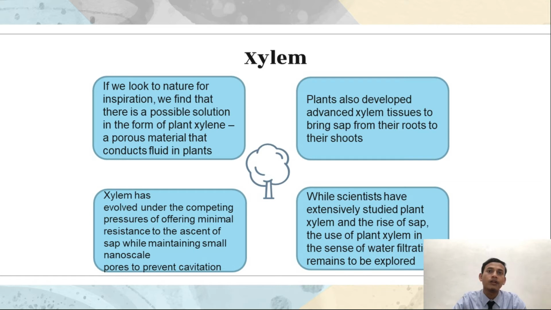Plants also develop advanced xylem tissue to bring sap from their roots to their shoots. Xylem has also evolved under the competing pressure of offering minimal resistance to the ascent of sap while maintaining smaller nanoscale pores to prevent cavitation. While scientists have extensively studied plant xylem, the use of plant xylem in the sense of water filtration remains to be explored.